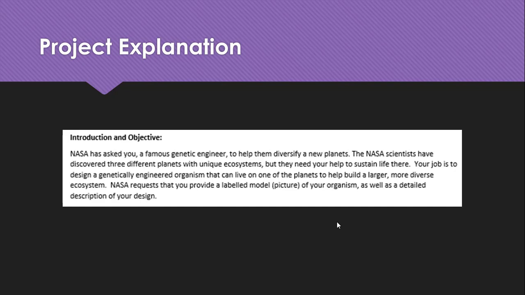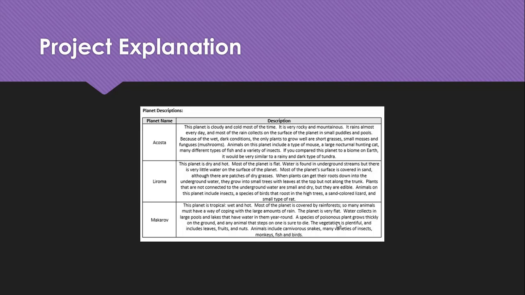Okay, project explanation. The project that I've planned for this unit is very similar to how I started this video. It involves students assuming that NASA has found a couple of new planets, and in order to diversify the planet, they have to add some organisms. So the genetic engineers, in this case the students, would design and model an organism that would best fit that environment. So there are three planets to choose from. So students have a little bit of an element of choice here.